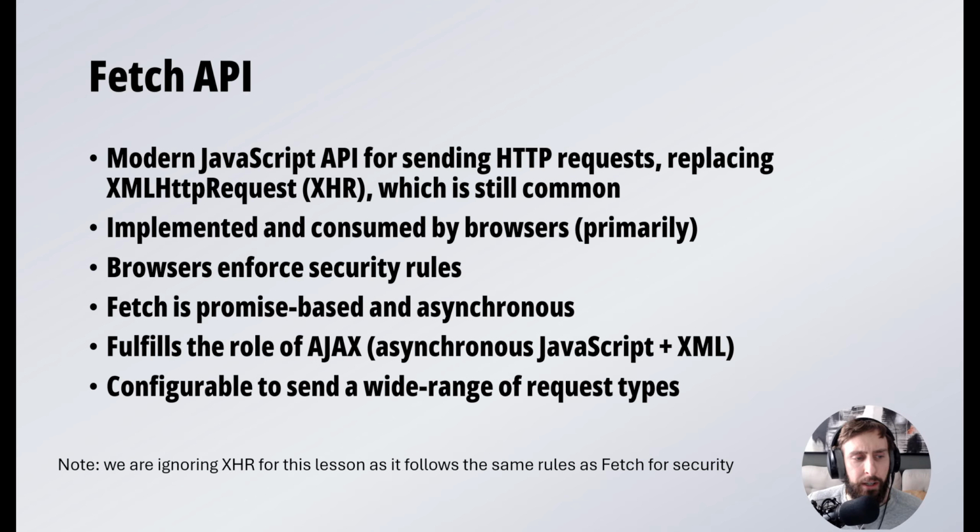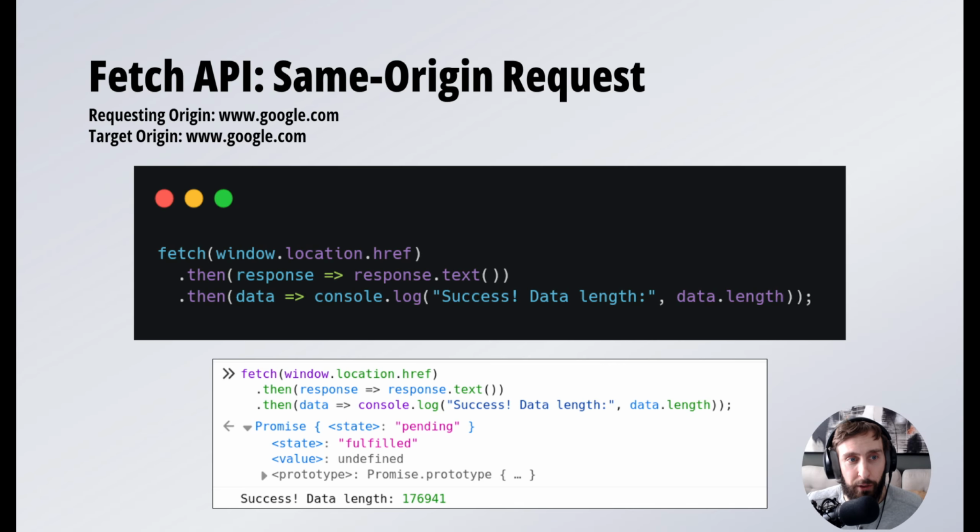And the fetch API, of course, is configurable to send a wide range of request types, and we are going to look at those. And I do have a little note at the bottom. What we're not going to look at is XML HTTP request. I don't think doing a deep dive into it would add much of a benefit from a security testing perspective. But it exists, it is in use, and you will see it nevertheless.